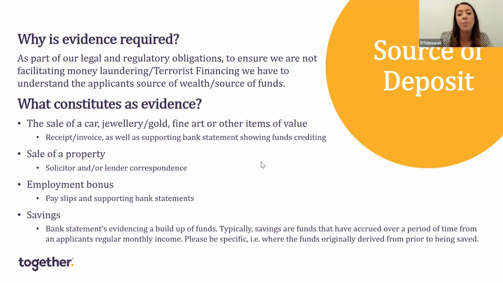Again, with the sale of the property, they're quite normally easy to evidence. You would expect it, it's reasonable that someone would have some form of lender or solicitor correspondence. So again, things like that are really helpful for us. Again, employment bonus, pay slips or supported bank statements, which on a lot of applications would be captured anyway, but in certain parts of our criteria, we might not necessarily capture income information.